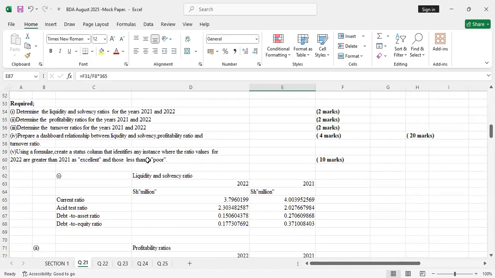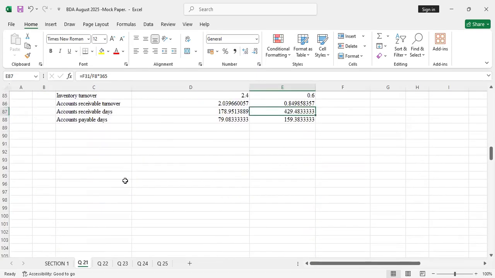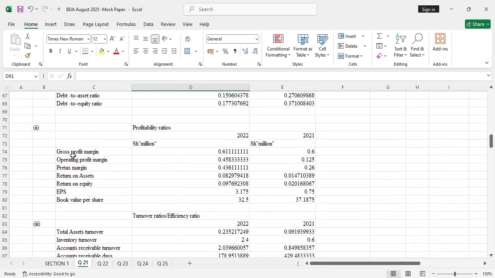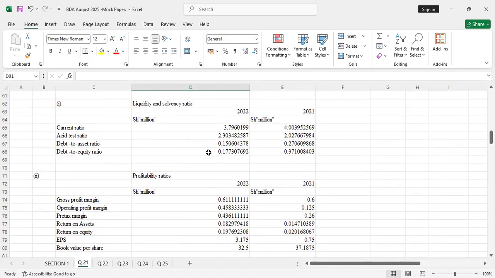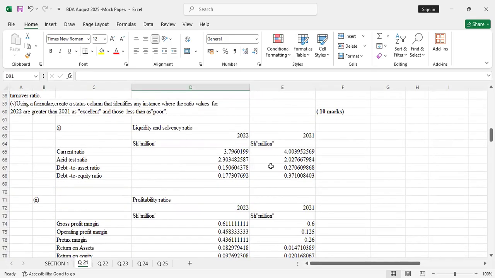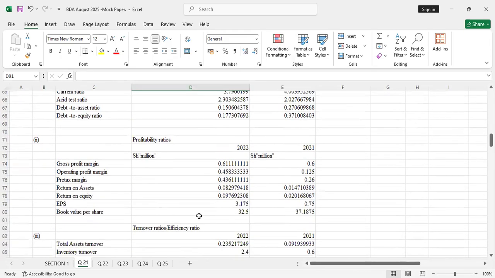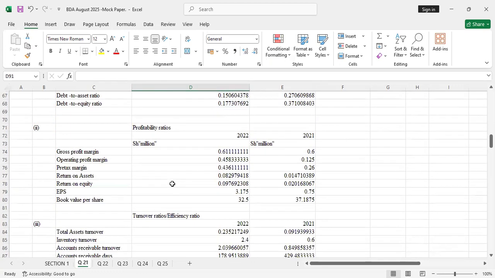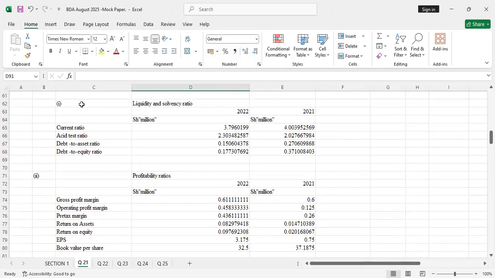Now, number 4, I'll go to Roman 4. Prepare a dashboard showing the relationship between liquidity and solvency, profitability ratios, and turnover ratios. So we are going to prepare a dashboard. It is going to capture all these items. Let me select the way it is, to prepare that dashboard.